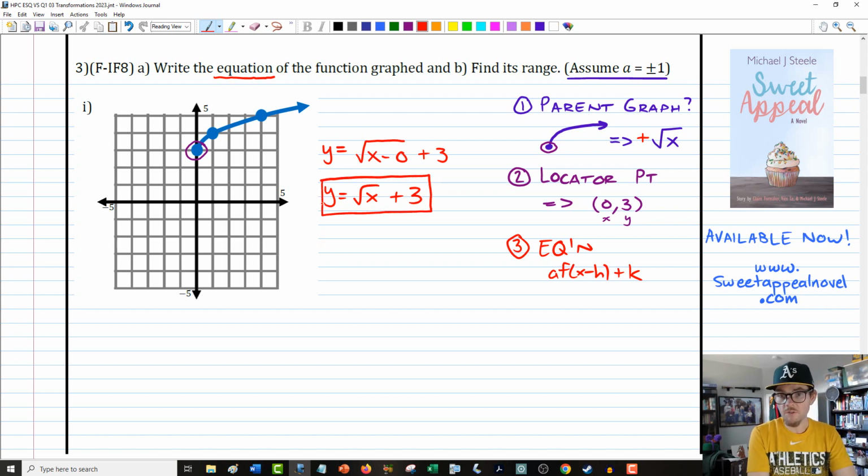There's our equation for this graphed function, or this transformed parent graph if you prefer. As for the second bit, where it actually asks us to find its range, well, in this case, we've got to look at our function and figure out what y values it attains. So in order to determine the range of a function, we need to figure out the specific y values, like what y's show up on here.